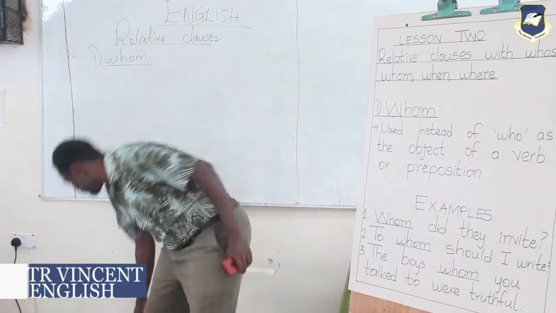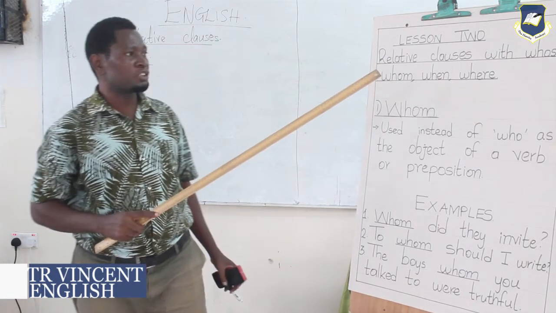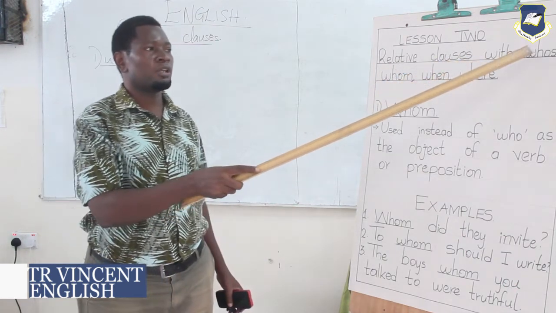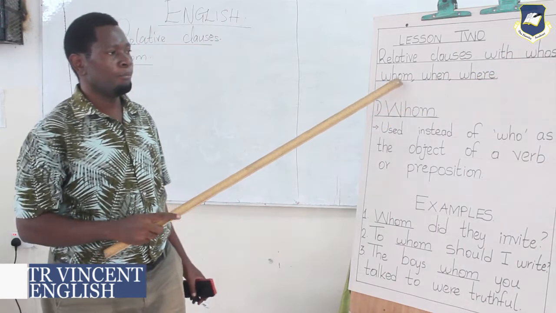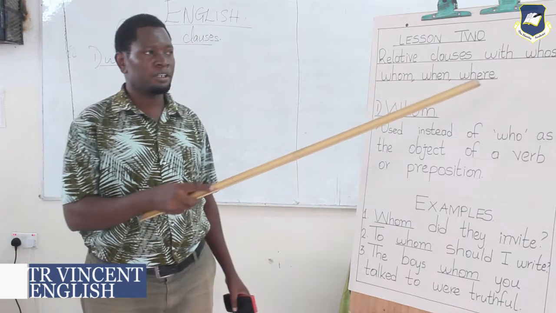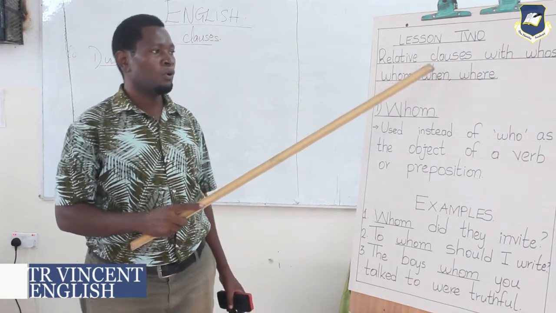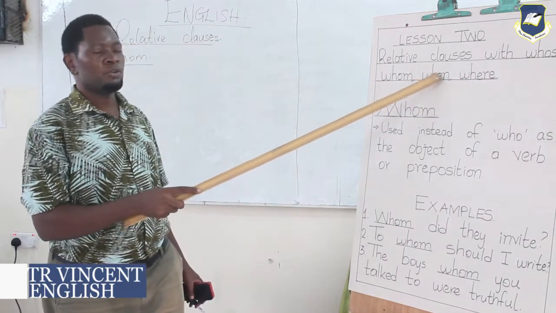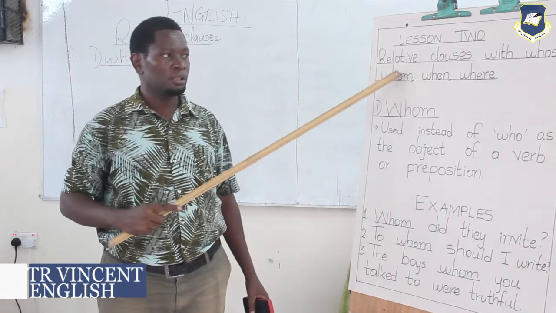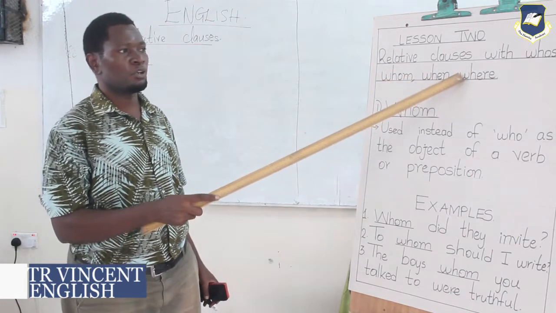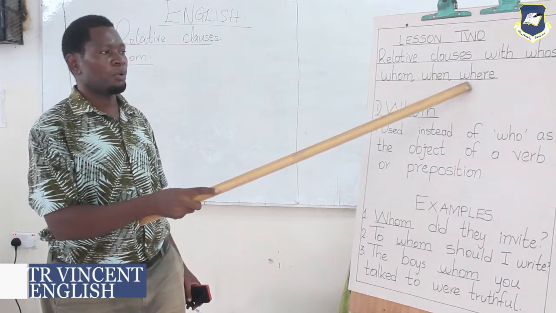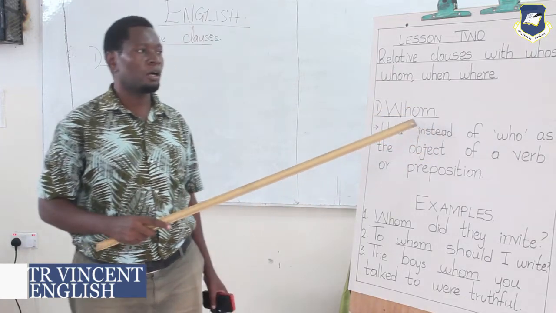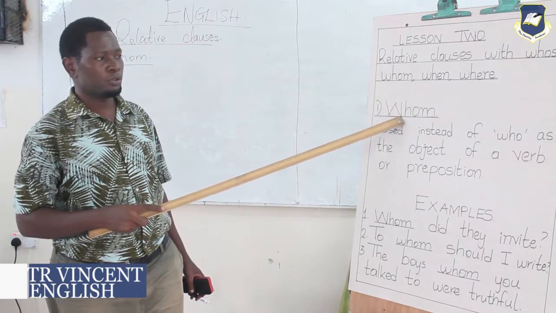We are going to look at some relative clauses, and the relative clauses we are going to look at are those ones with words like whose, whom, when, and where. Once again, whose, whom, when, and where. These are words which are normally used to connect sentences, and that's why we normally refer to them as relative clauses: whose, whom, when, and where. So I want to see how all these words are normally used and in which form. And the first one we are going to look at is whom.